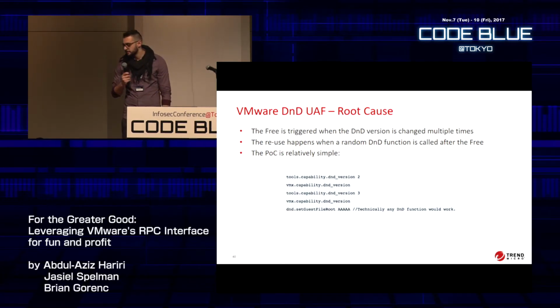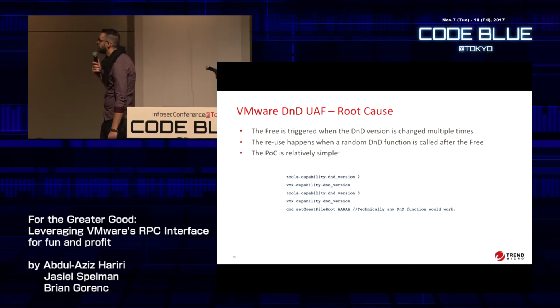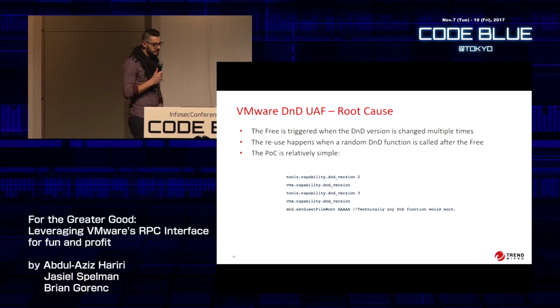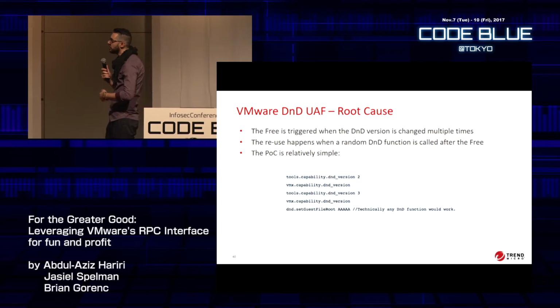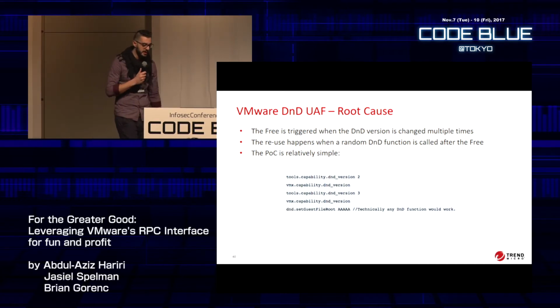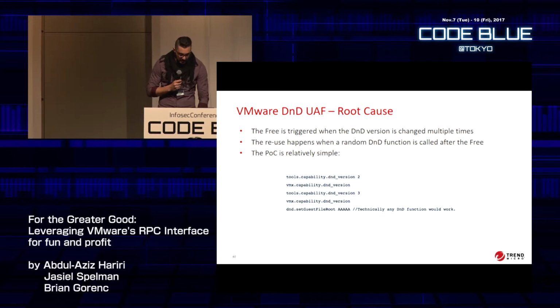All right. The bug that I'm going to be talking about is a use-after-free in drag and drop. It's very simple to trigger. First, we have to set the DND version to 2, and then query that version. Set it to 3, and then query it again. Then we trigger the free. Once we do that, if we call any drag and drop function, we trigger a use, and that's where the actual crash happens.